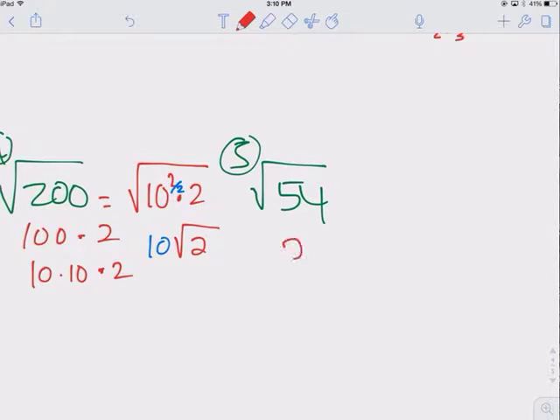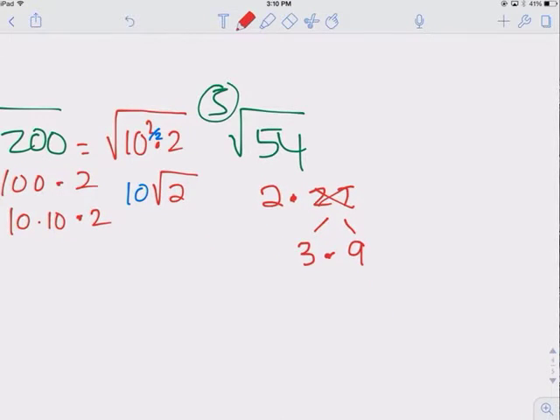Okay, 54. 2 times what? 2 times 27, right? Is it 27? Yeah. 27 is 3 times 9. And 9 is 3 times 3. So let's write it as an exponent.